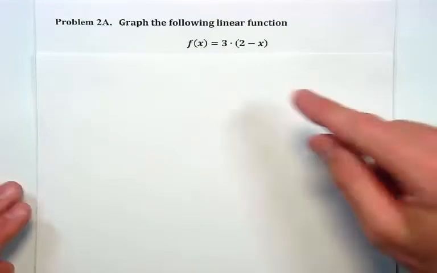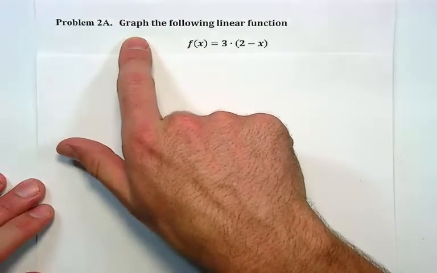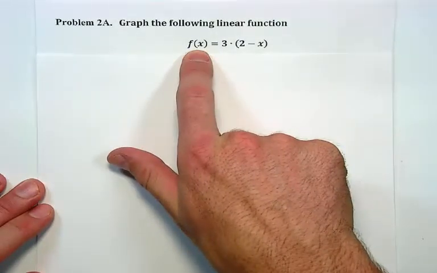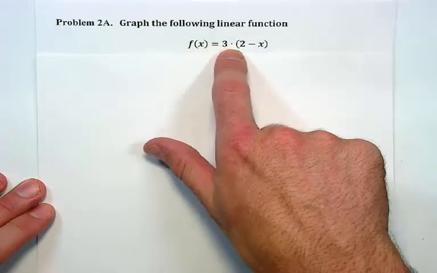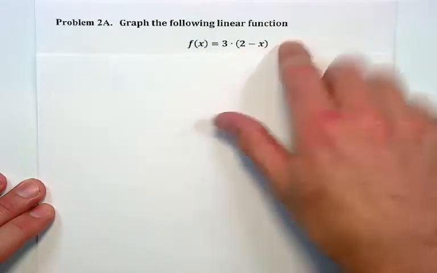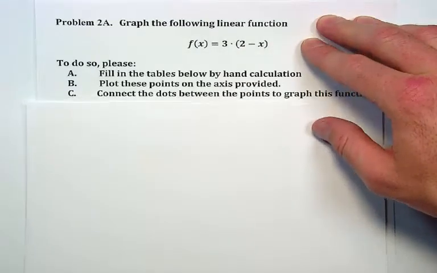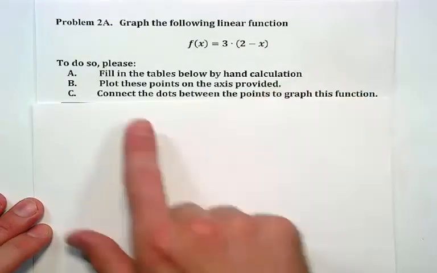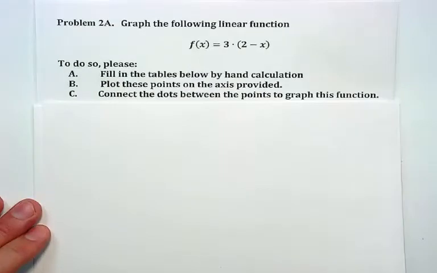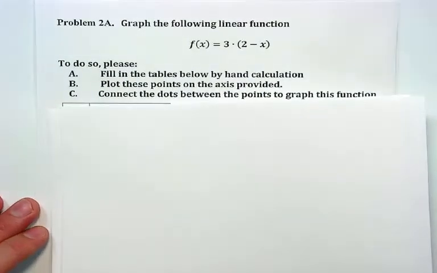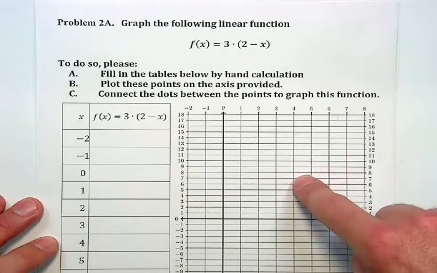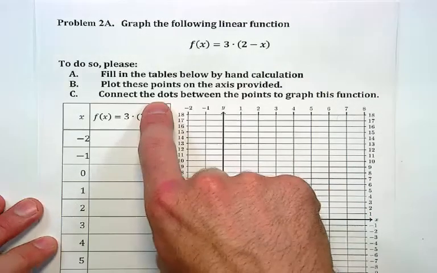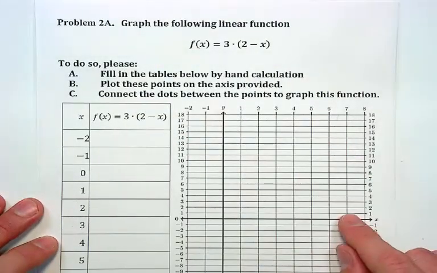Here's a problem. We're looking at graphing the following linear function. This is the same one we saw in our last few videos. f(x) = 3(2 - x). The problem gives us some specific instructions. In particular, we're asked to fill out the table below using hand calculations. We're then going to plot the points that we generate on the axis provided, and then we're going to connect the dots between the points to graph this function.